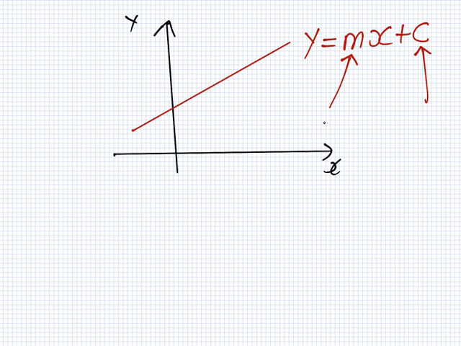M is gradient. C is the intercept, the y-axis intercept, is what it's called. Now there is another name for gradient: slope. Slope is what we use in Ireland, but in the UK they use gradient, and in the US maybe it's slope. Maybe it's mixed.